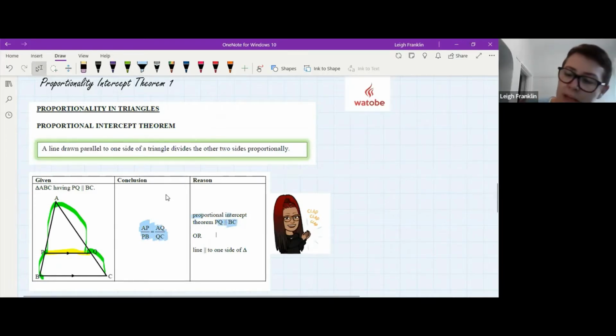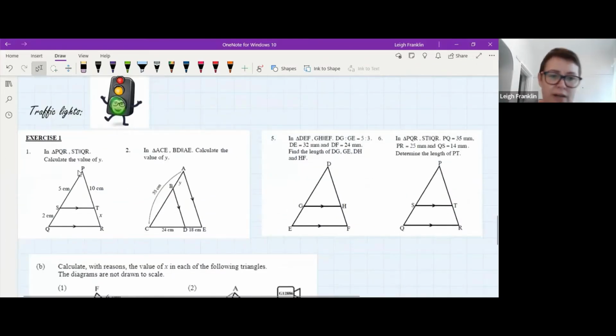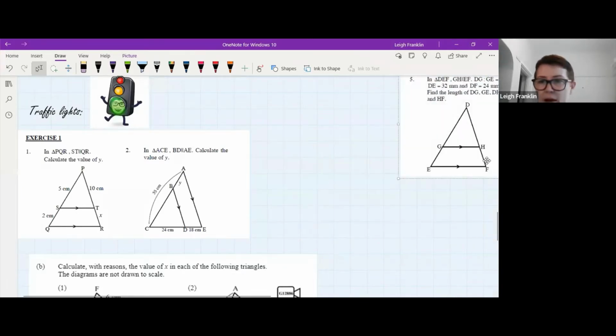So what we're hopefully going to be able to do today is look at proportionality intercept theorem in one triangle, and then towards the end of the lesson, hopefully look at proportionality intercept theorem in more than one triangle. So straight into our traffic lights. I'm going to do one as an example, and then I'm going to give you one or two to try. I'll start off with number one, and I'll just move that out the way for now.